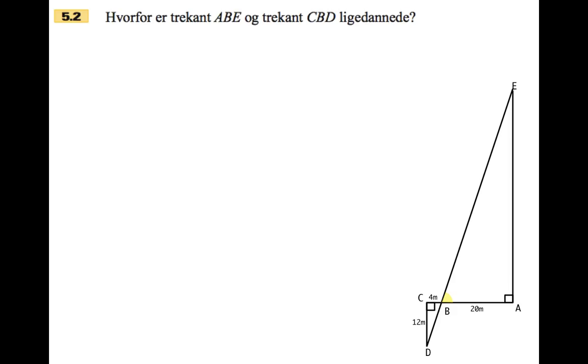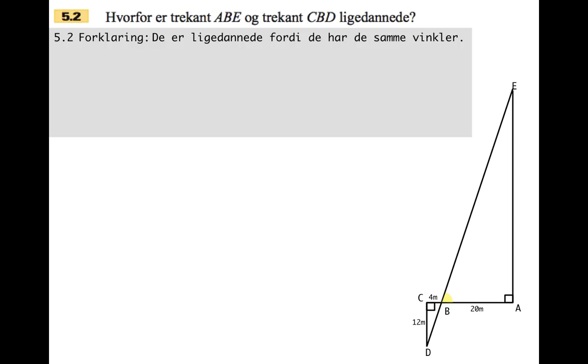Question 5.2. Why are triangles ABE and CBD similar? Okay, so if two things are similar, that basically means that they have the same shape, but they don't have to be the same size. So they are similar because they've got the same angles, essentially. You won't get the full marks just for saying that. You need to demonstrate why they have the same angles.